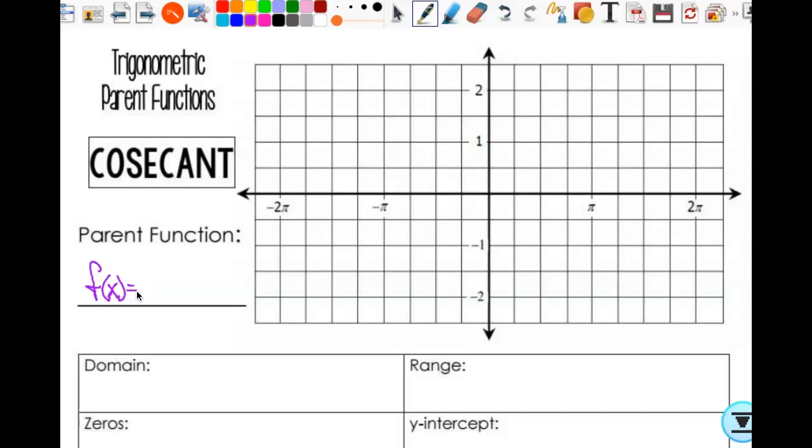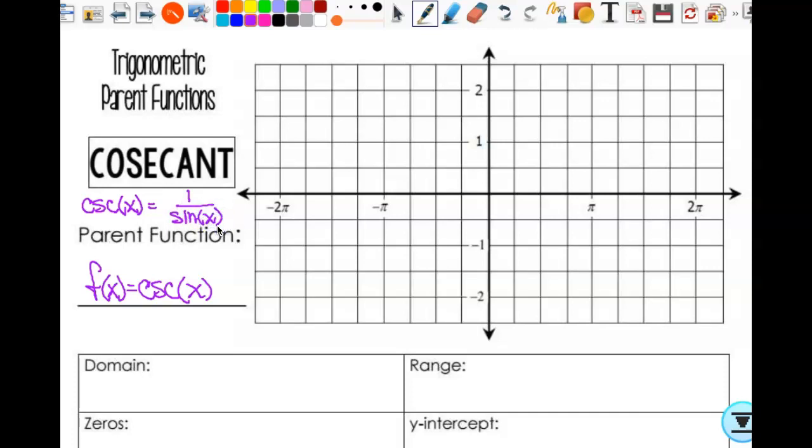f of x equals, so we're on cosecant of x. What is cosecant the reciprocal of? Sine. Okay, so cosecant of x equals 1 over sine of x.